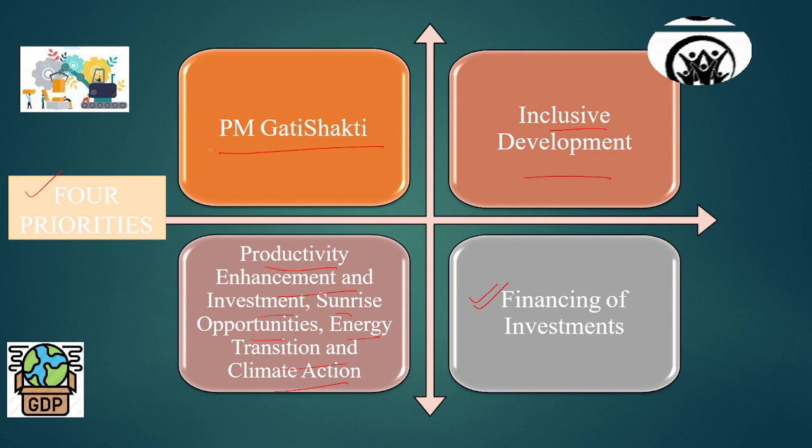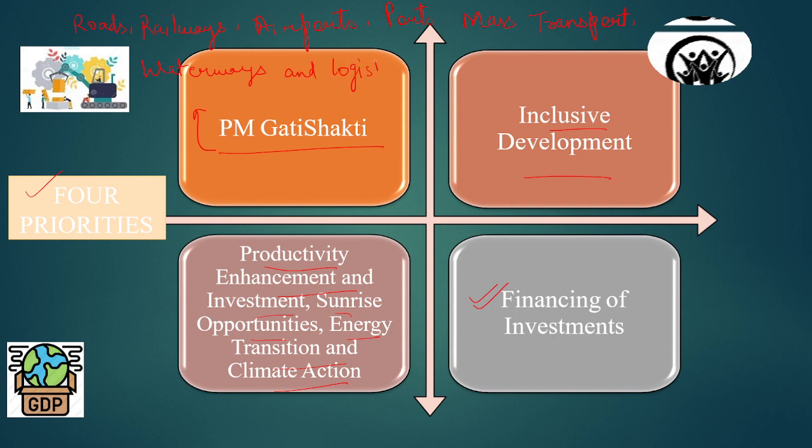If I talk about PM Gati Shakti, in this also there are 7 engines that will drive PM Gati Shakti. And what are these seven engines? These are your roads, railways, airports, ports, mass transport, waterways, and logistics infrastructure.